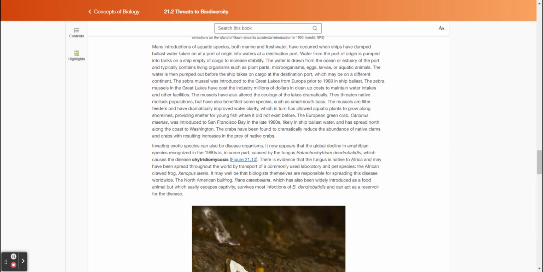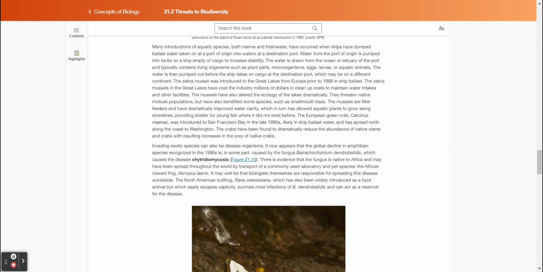Many introductions of aquatic species, both marine and freshwater, have occurred when ships have dumped ballast water taken on at a port of origin into waters at a destination port. Water from the port of origin is pumped into tanks on a ship empty of cargo to increase stability. The water is drawn from the ocean or estuary of the port and typically contains living organisms such as plant parts, microorganisms, eggs, larvae, or aquatic animals. The water is then pumped out before the ship takes on cargo at the destination port, which may be on a different continent.